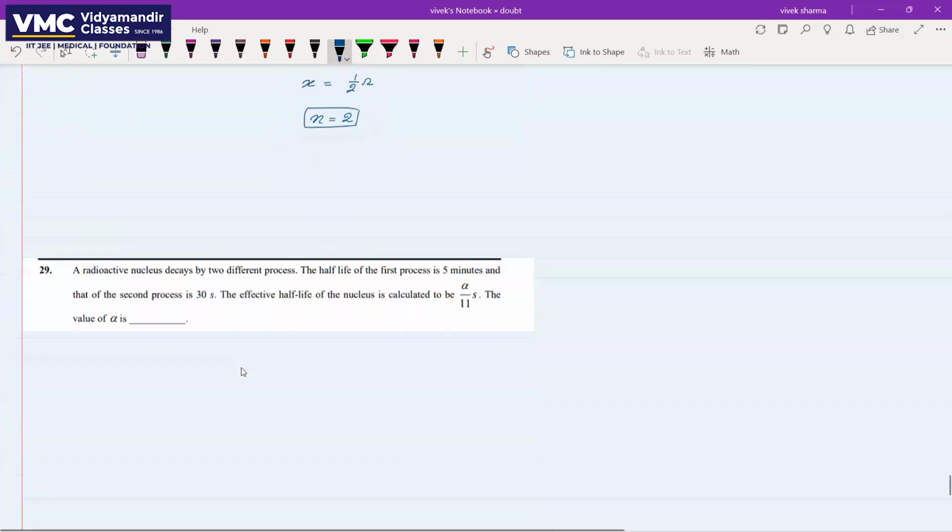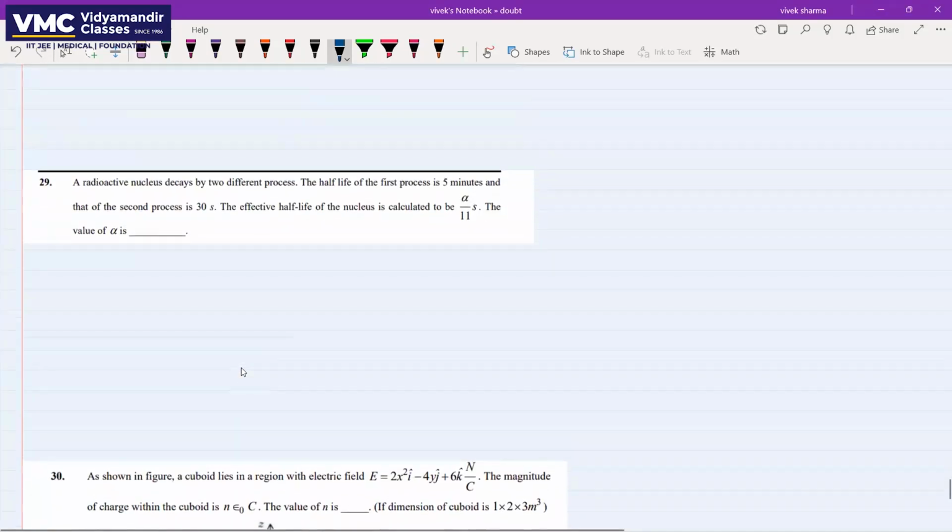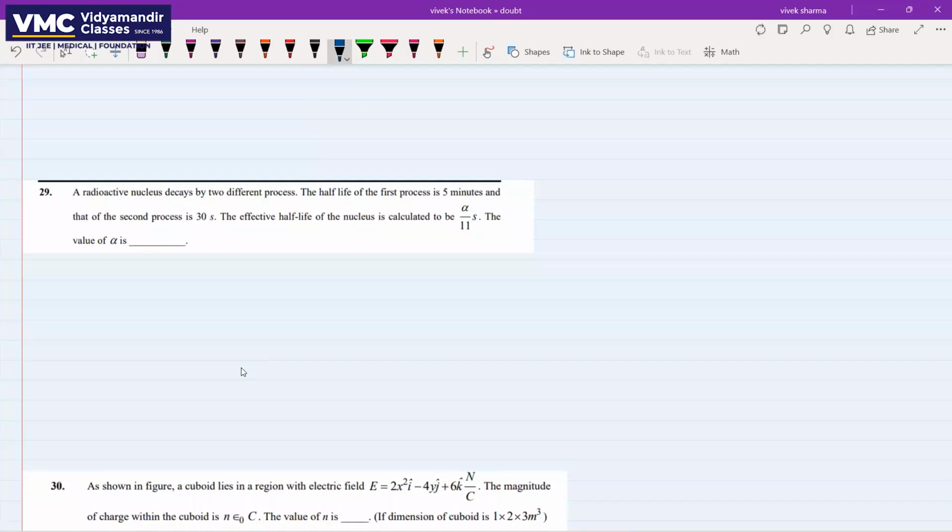Now moving to question number 29. Question number 29 is a radioactivity question. Here a nucleus decays by 2 causes. It is a case of simultaneous disintegration, and in the case of simultaneous disintegration we know the half-life in the process is 5 rounds.